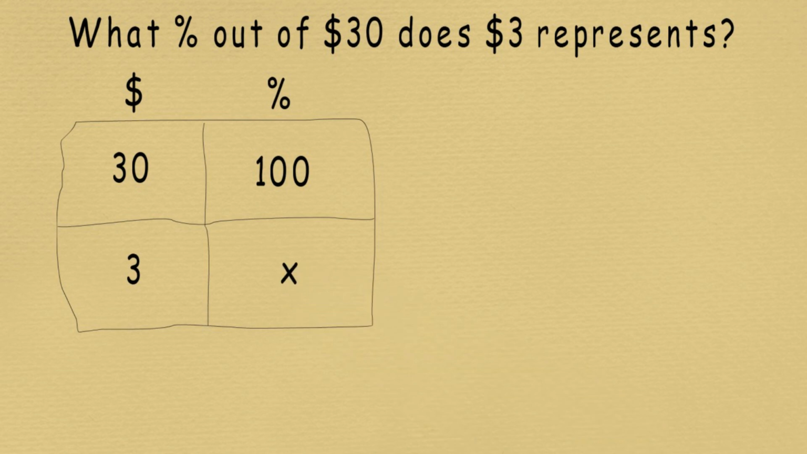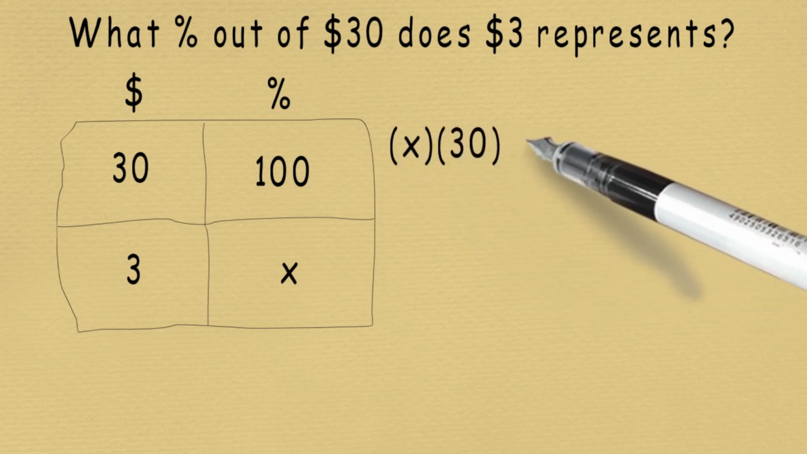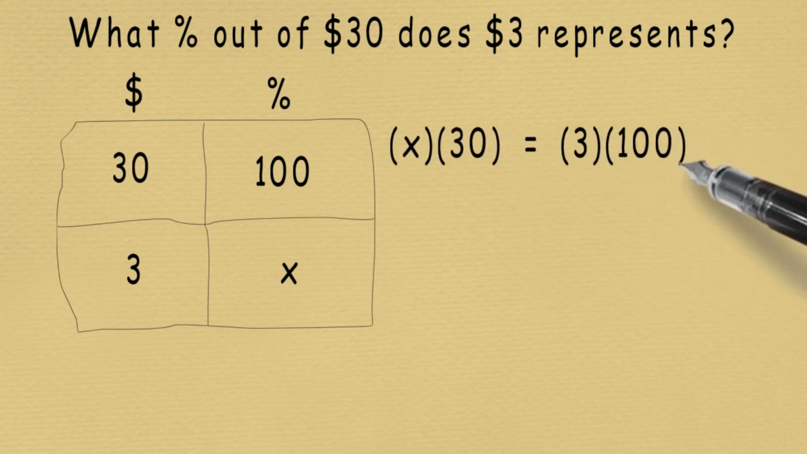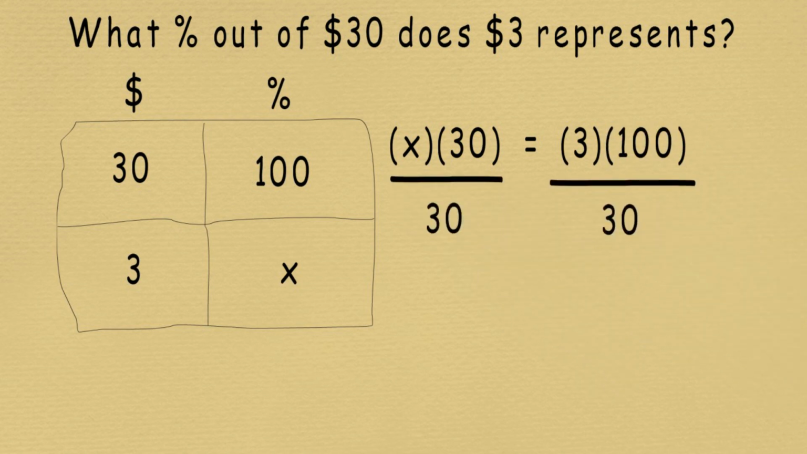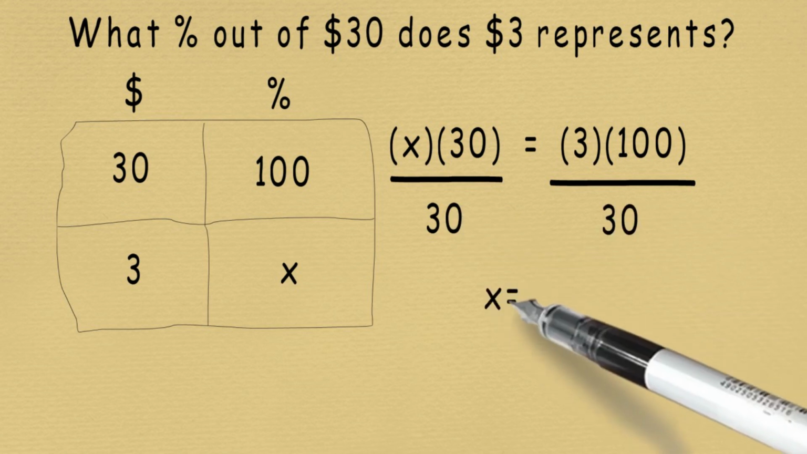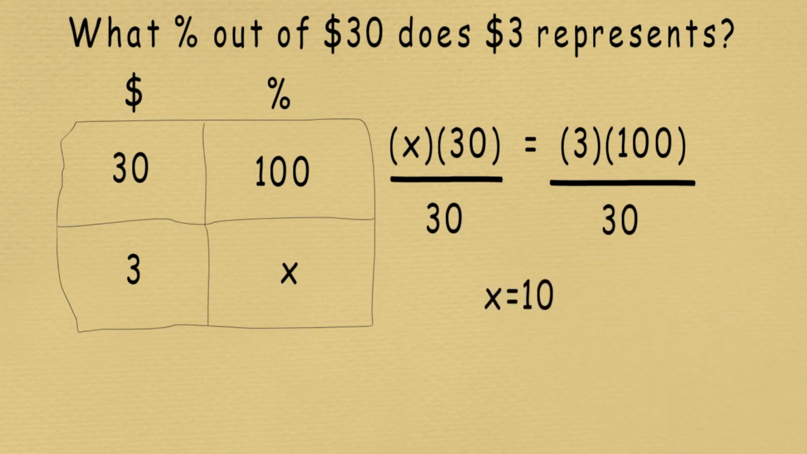Okay, so now I cross multiply the numbers inside the window box and I set them equal to each other, and then I solve for X. So I have X times 30 equals 3 times 100. I divide both sides of the equation by 30, so I can have the X by itself, and I find out that X is equal to 10%. Okay, let's not forget what we're talking about. So we have percent, so 10%.